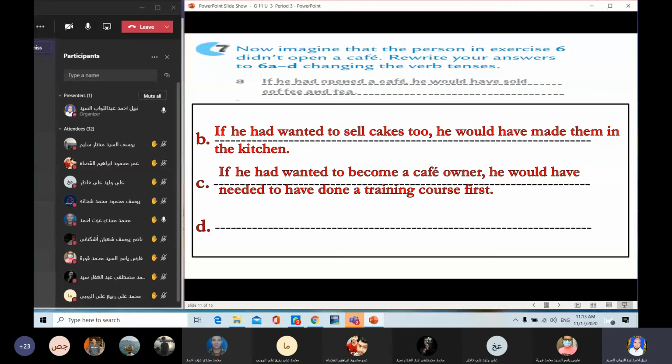D. Change from second conditional to third conditional. Yusuf Sayyid. Yes, sir, I'm ready. If he had owned a cafe, he would have counted the day's money. Yes, very good. If he had owned a cafe, he would have counted the day's money at the end of each day. Very good. Thank you, Yusuf.